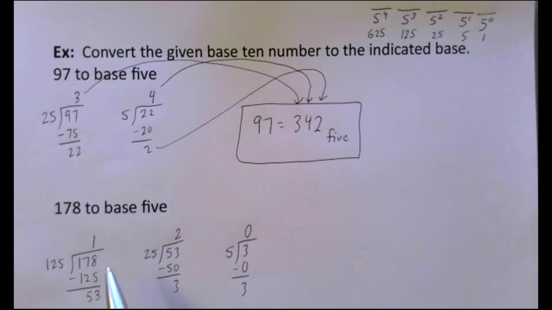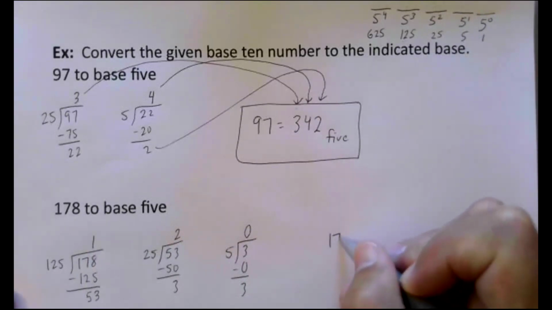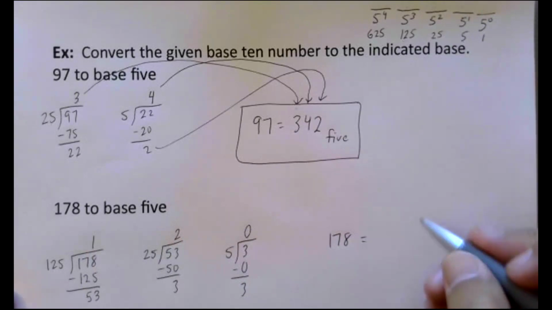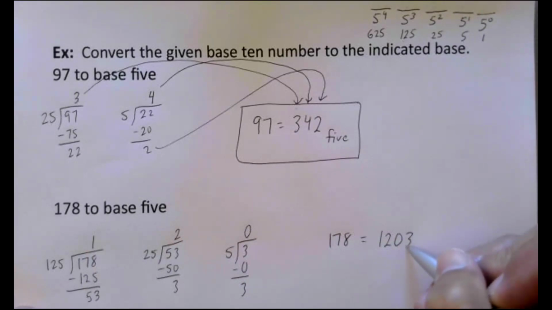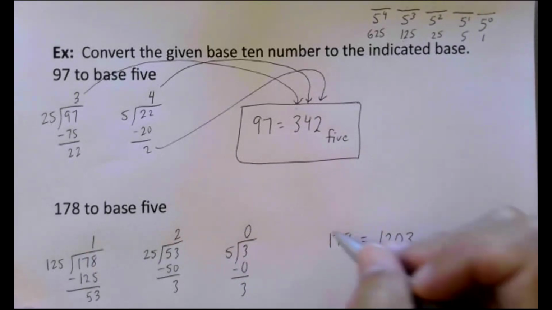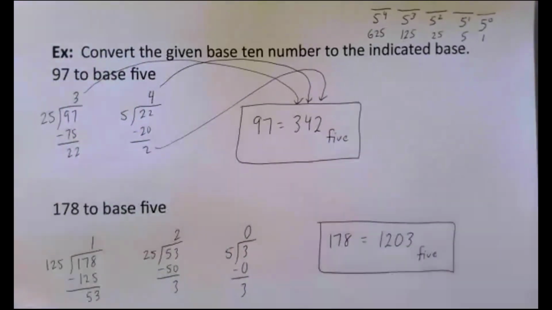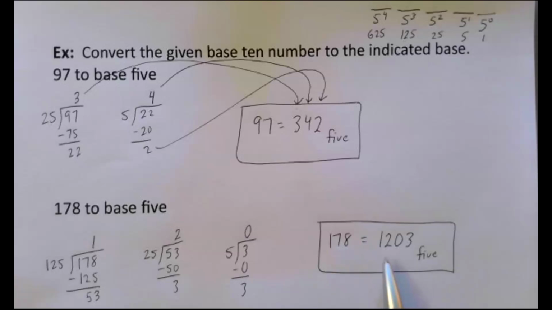Okay. So my answer is going to be 1, 2, 0, 3 base 5. In other words, 178 in base 10, like a regular number like we're used to, if we were to convert it into base 5, would be equal to 1203 base 5. So if we lived in some alternate universe where we had used base 5 instead of base 10, the number that we think of as 178 would instead be written as 1203.